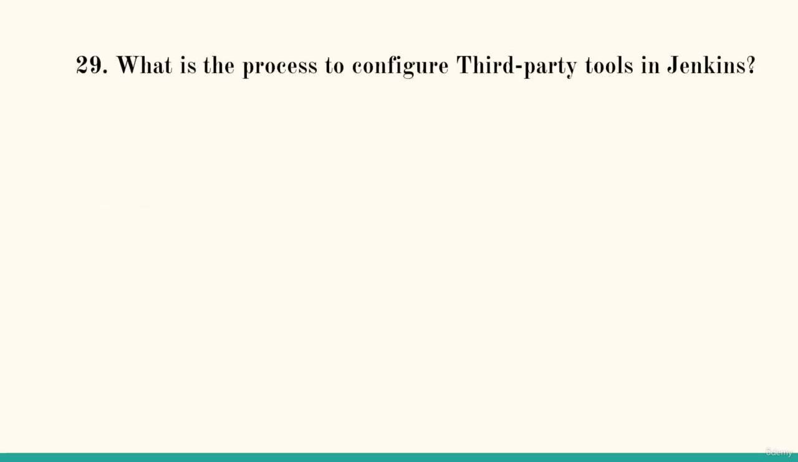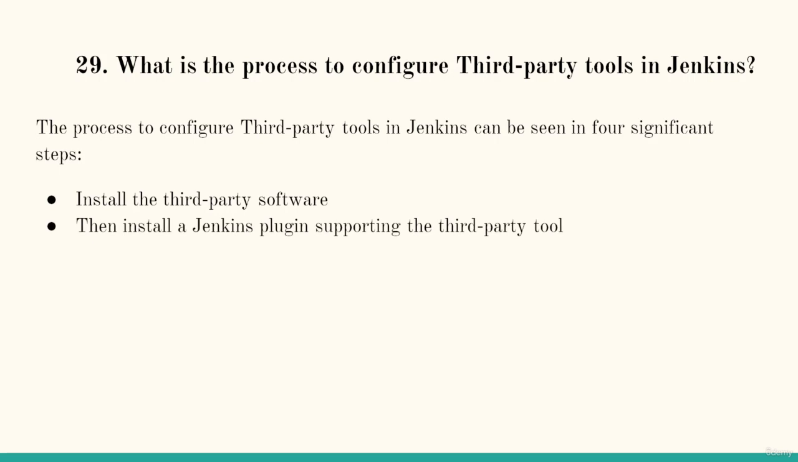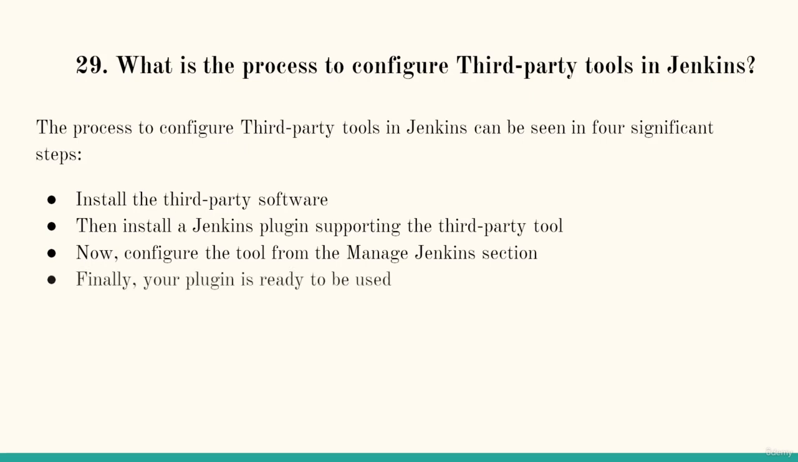What is the process to configure third-party tools in Jenkins? The process is like the following. Install the third-party software, install the Jenkins plugin supporting the third-party tool, and configure the tool from the Manage Jenkins section. Finally, your plugin is ready to be used.